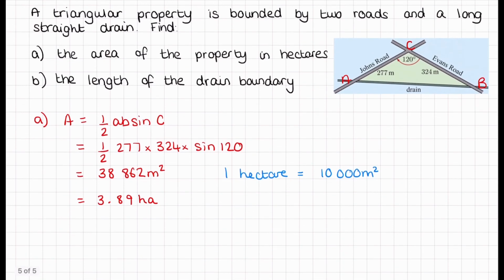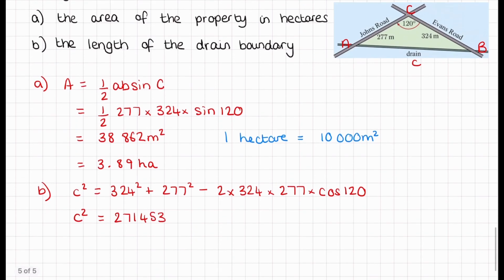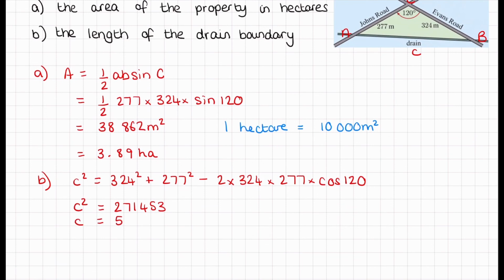Now I want the length of the drain boundary. We look to find side C. Do we know two sides and the included angle? Yes, we do, which means it must be the cosine rule. So it'd be C squared equals A squared plus B squared minus 2 times by A times by B times by cos of the angle. Put that in your calculator and you'll find that C squared equals 271,453. Then square root that to find what C is, and C would be 521 meters.